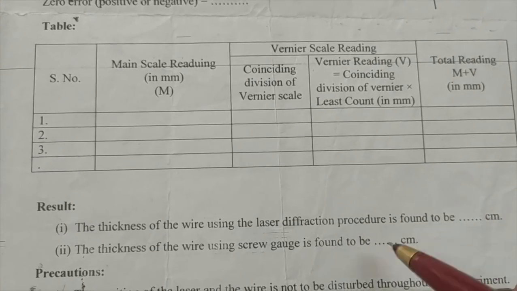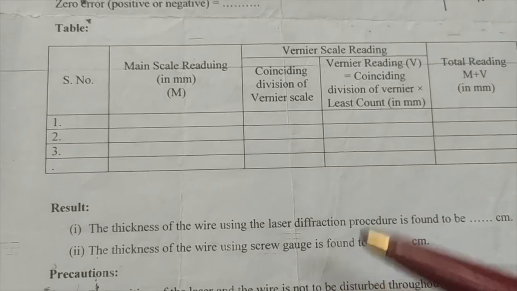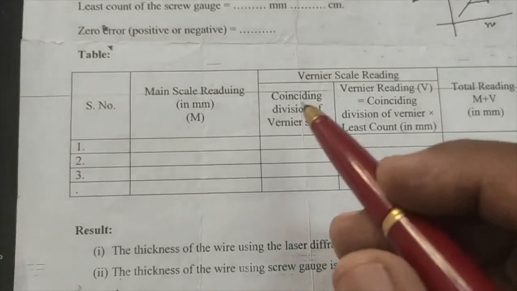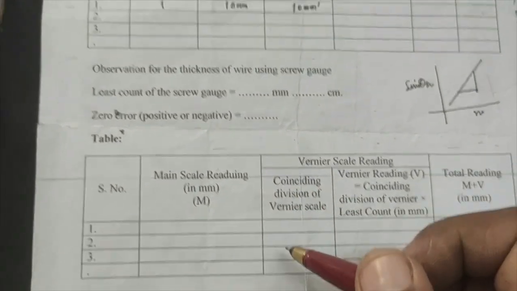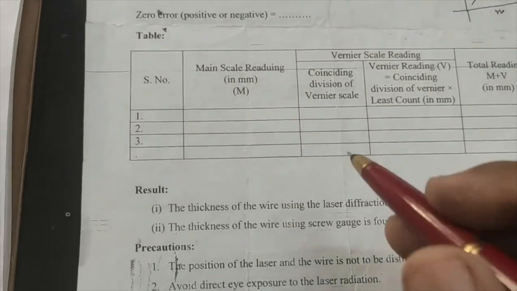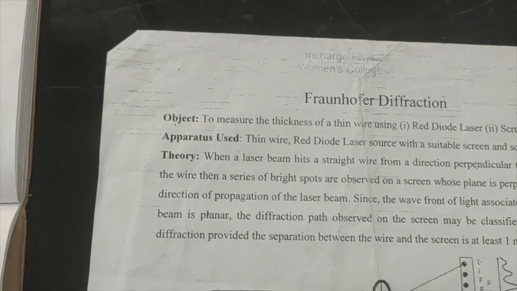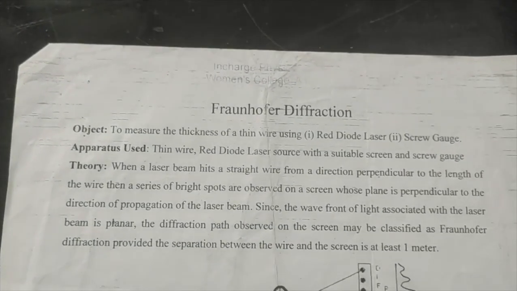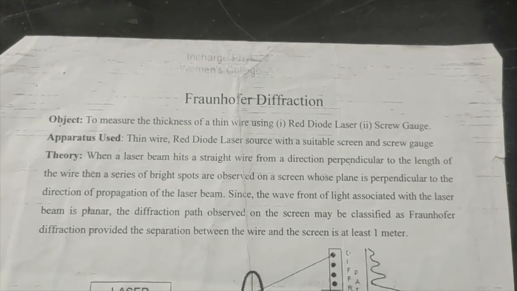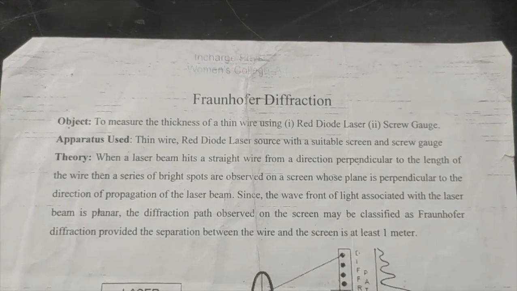These have to be the same, or comparable, because the thickness of the wire is going to be the same whether I measure with the help of the screw gauge or using the diffraction method with the diode. So this is what we need to do in this experiment of measuring the thickness of a thin wire using the red diode laser and using the screw gauge.